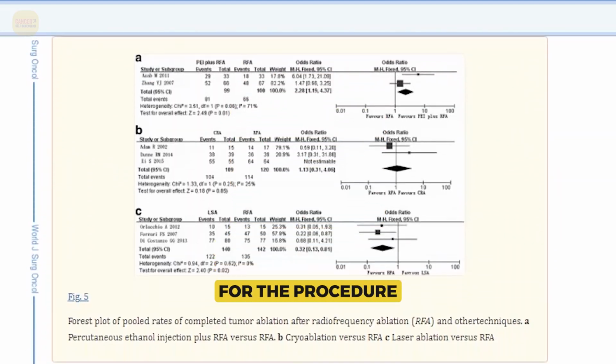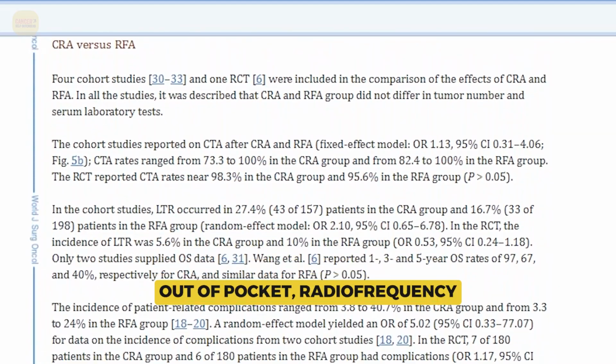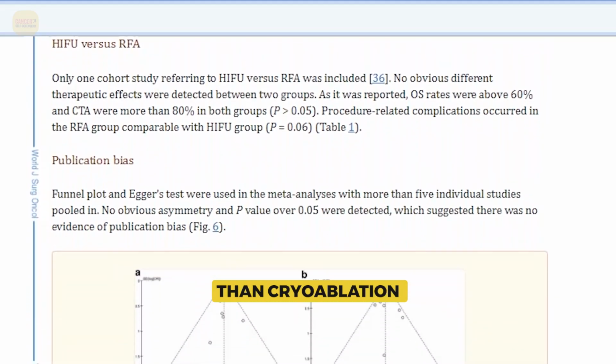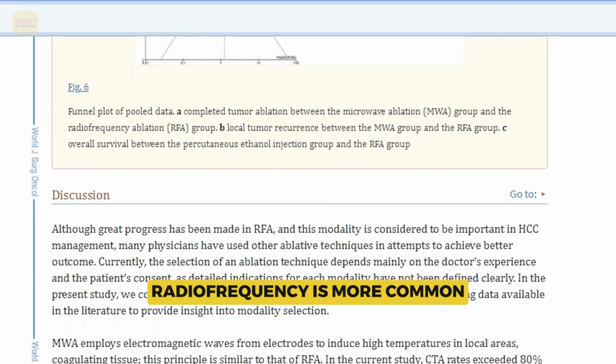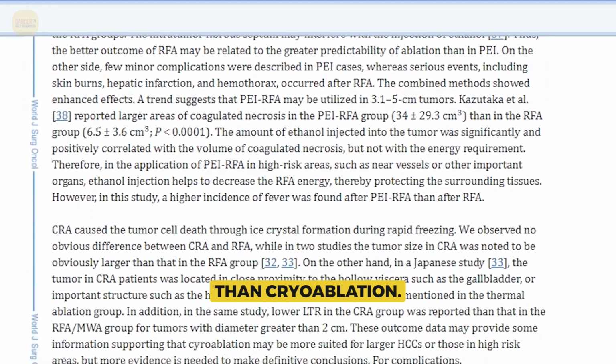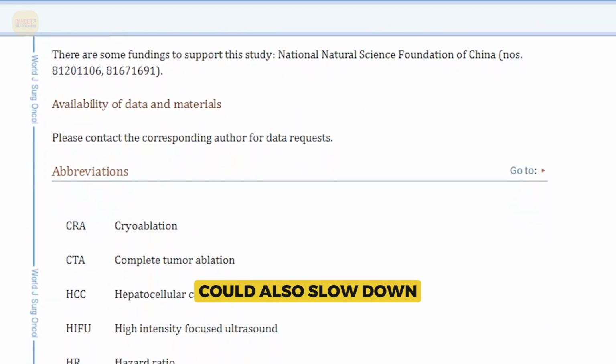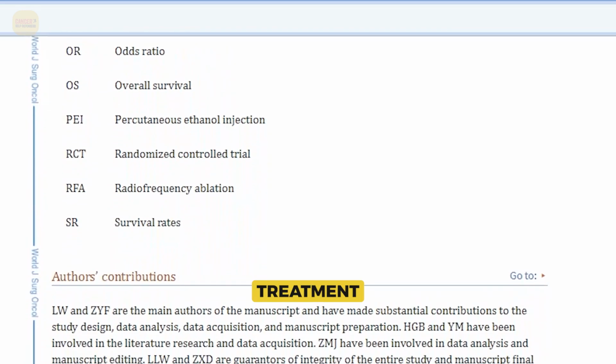Additionally, if you're paying for the procedure out of pocket, radiofrequency is much less expensive than cryoablation. For this reason, we believe radiofrequency is more common than cryoablation. Insisting on cryoablation could also slow down treatment.